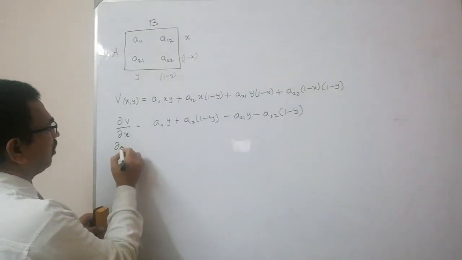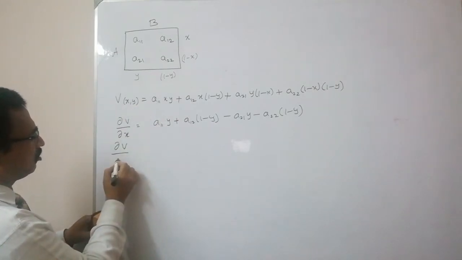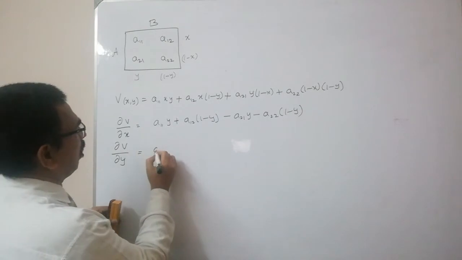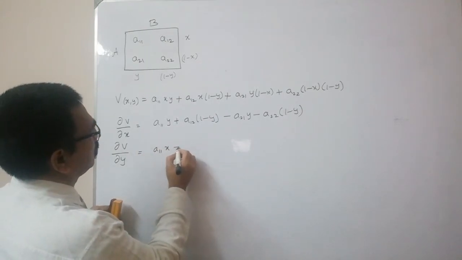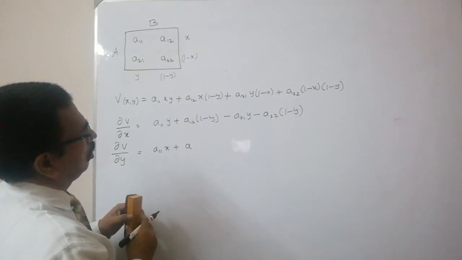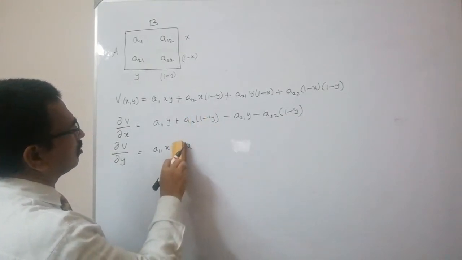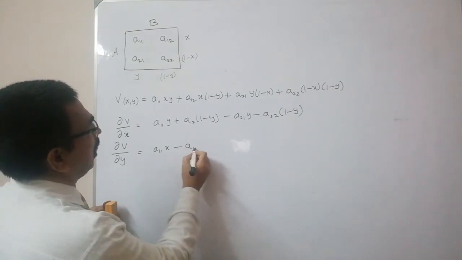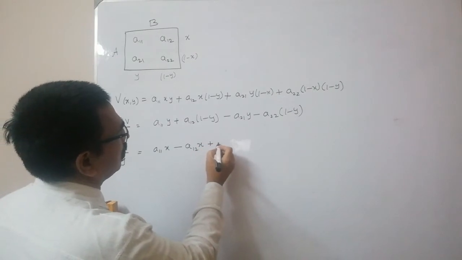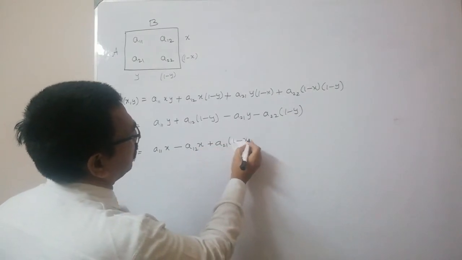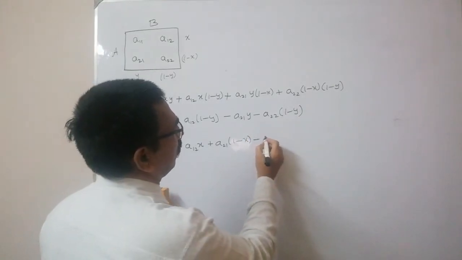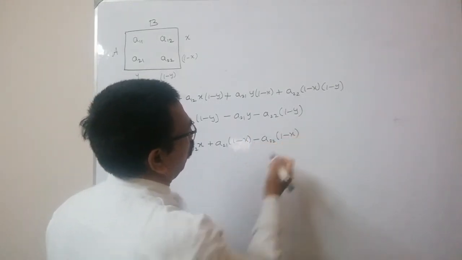Similarly, differentiating this function with respect to y, we get A11 into x plus A12 into x into 1 minus y, that is, so it is minus y, so it is minus A12 x plus A21 into 1 minus x minus, straight away, A22 into 1 minus x.